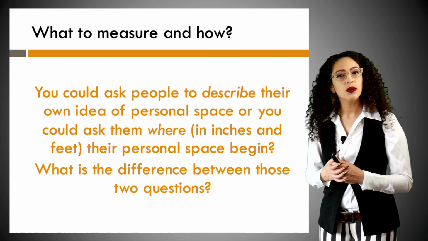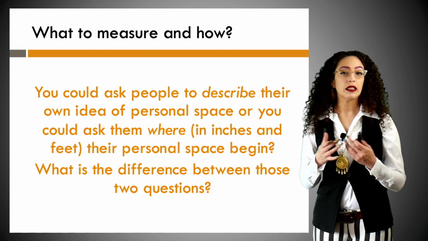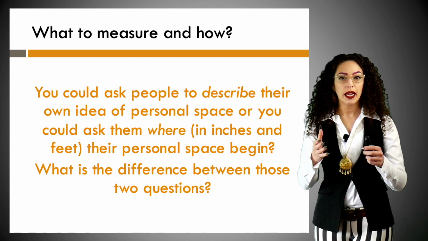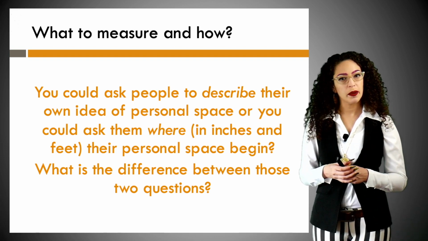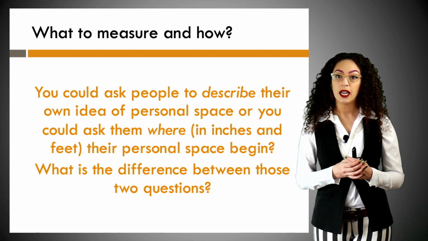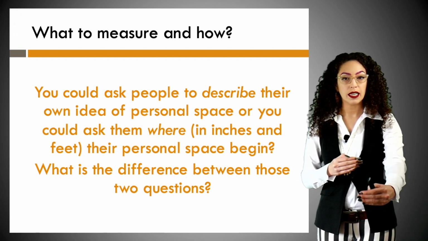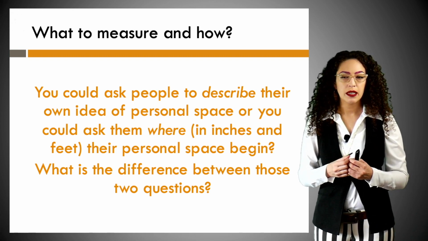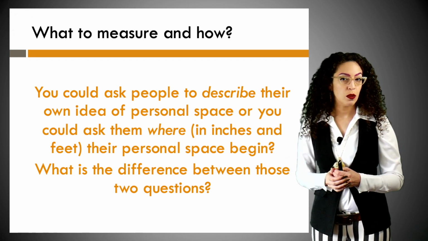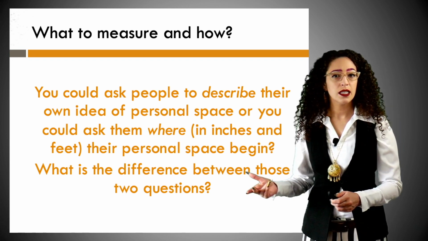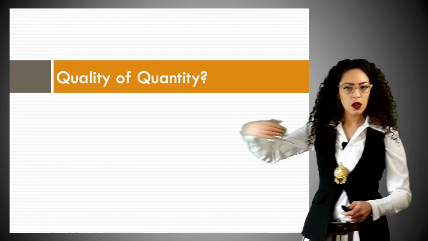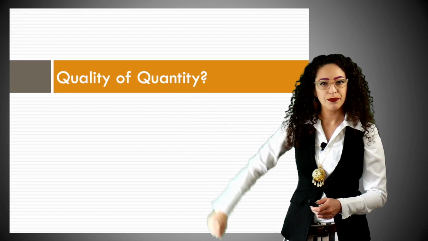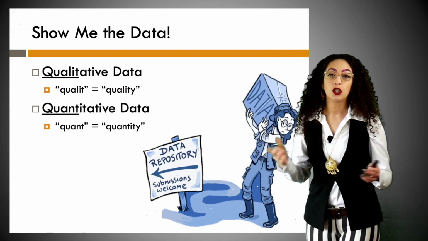Now let's say that you were going to go and try to study this idea of personal space. You could go up to people and say, hey, can you describe your own idea of personal space? Or you could ask them where their idea of personal space begins, with like a measuring tape. Now, what is the difference between these two questions? This leads us beautifully into quality or quantity. Which will it be? So show me the data.